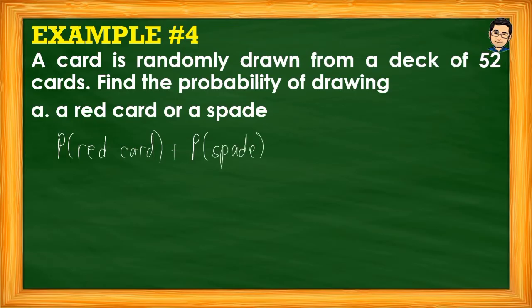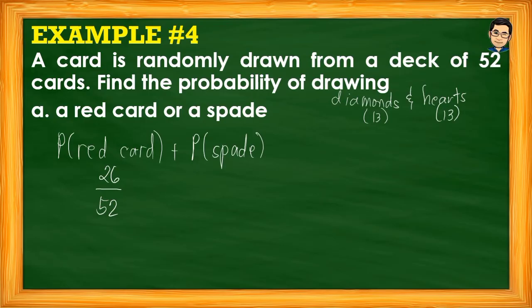Okay, so ilan ba yung ating red cards? So, di ba yung suits natin, 4. And then, dun sa 4 na yon, yung dalawang suits na red card, red lahat. So, we have there diamond tsaka hearts. Okay. So, kada suit, meron tayong 13 cards. So, 13 sa diamond, then 13 naman sa hearts. Okay, so, ilan yung ating red cards? So, 13 plus 13, that is 26. And then, yung total na bilang, 52.